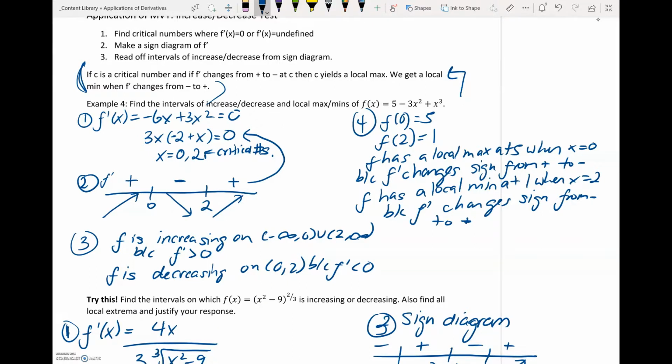And then that's it. So do the try it yourself that's just below. Try to follow the same sort of steps. So the first thing you want to do is find the derivative of f, set it equal to 0 to find those critical numbers, and also see when f prime is undefined. So go ahead and do that, and then press play when you're ready.